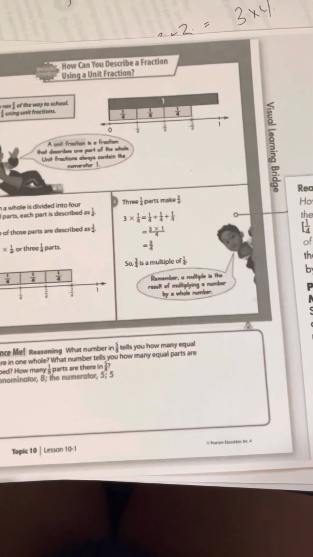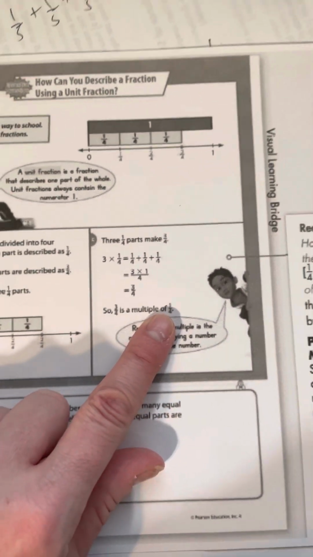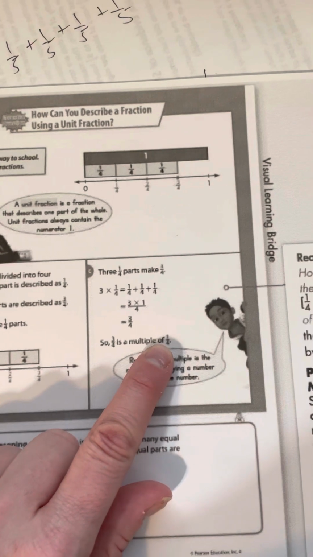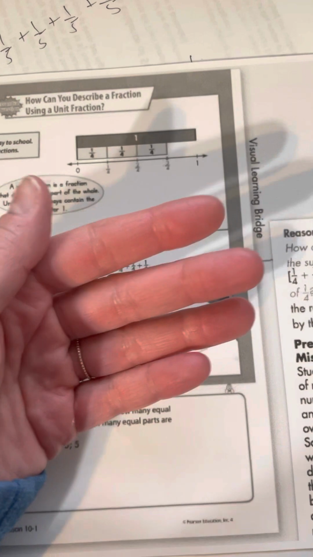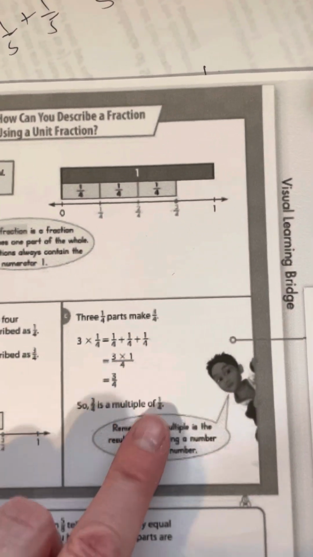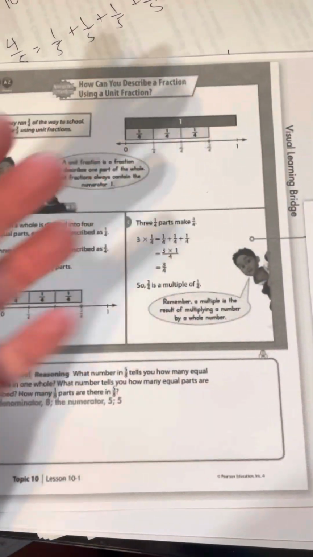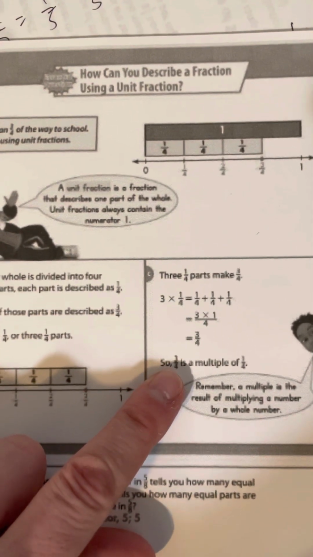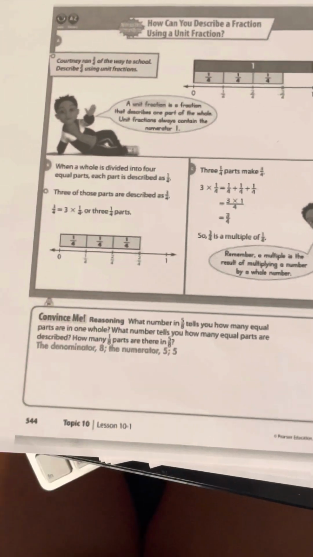So what does that mean? That means 3/4 is a multiple of 1/4. And we know that because if we count by 1/4, that's multiples of 1/4: 1/4, 2/4, 3/4, 4/4, 5/4, 6/4. So those are all multiples of 1/4. Just like 3, 6, 9, 12, 15, 18 are all multiples of 3. So, in the same sense, 3/4 is a multiple of 1/4. Okay, that's just a quick little example that they gave you on page 544. So let's go to page 545.